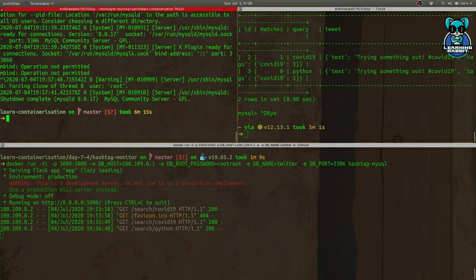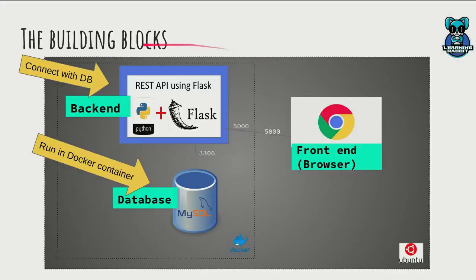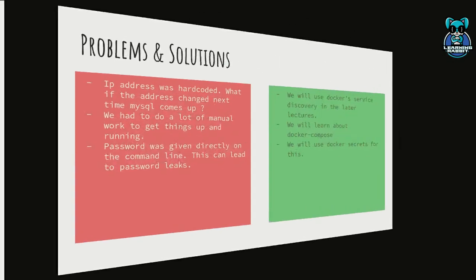Let's go back to our slides. So we have done this part. We have been able to connect the backend with the database on this port, and we have also connected the front end with the REST API over port 5000. Let's see what all problems we faced during the creation of this web application.